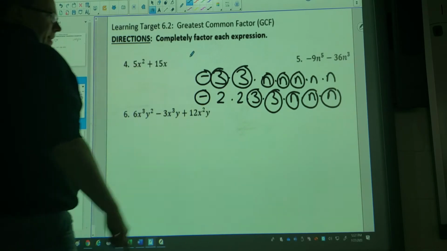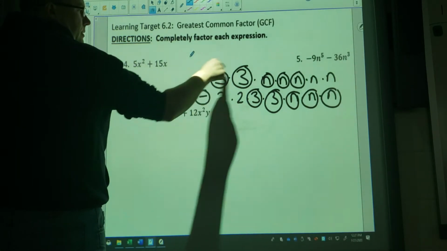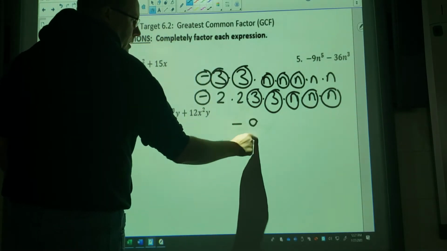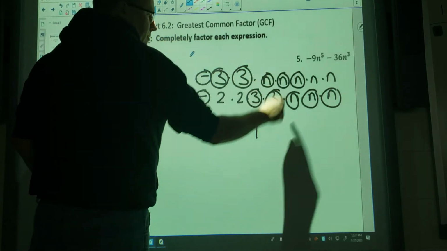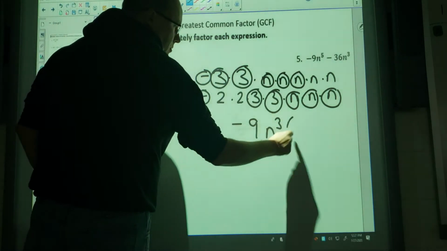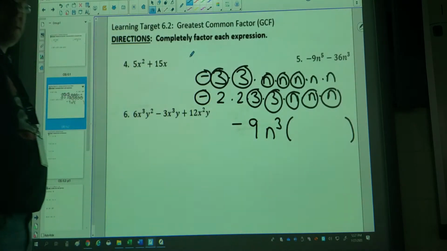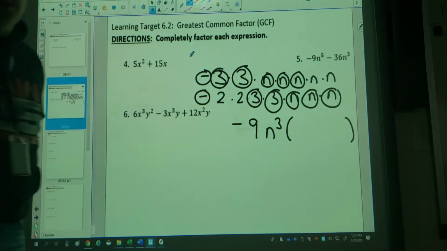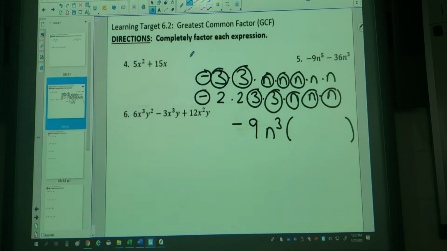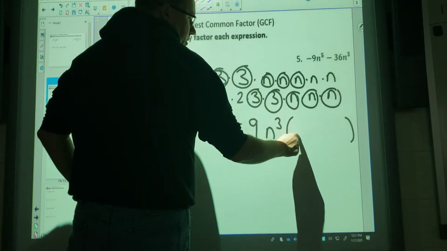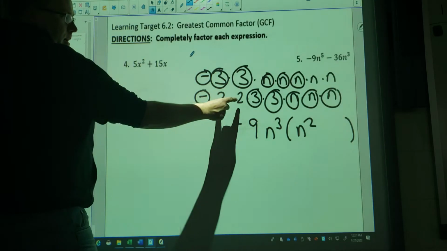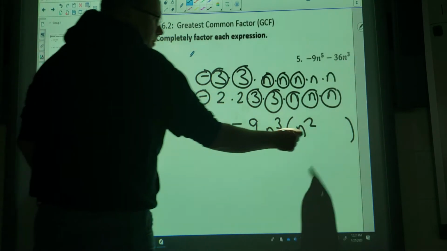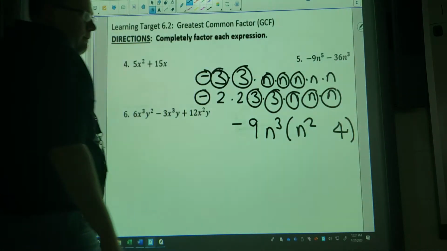So as I'm doing the GCF for this one, the things that I circled, well, I circled 2 3's, 3 times 3 is 9, and I circled 3 n's, so n cubed. So if it says the GCF, you could put negative 9n cubed, or you could actually just go with 9n cubed as well. And what did I not circle? Well, I did not circle 2 n's, so that would be n squared. And on this one, I didn't circle 2 2's, and 2 times 2 is 4.